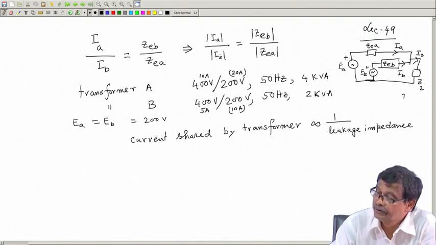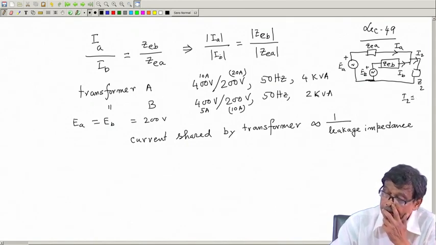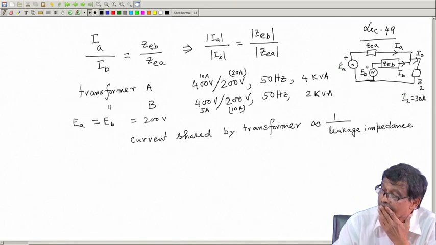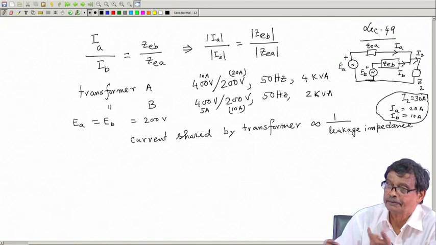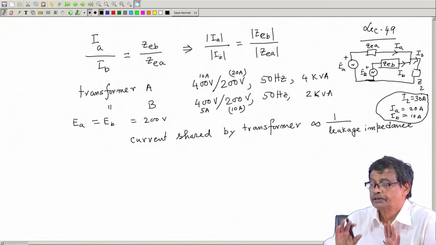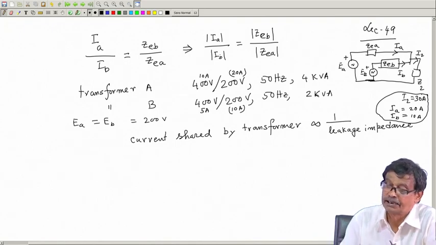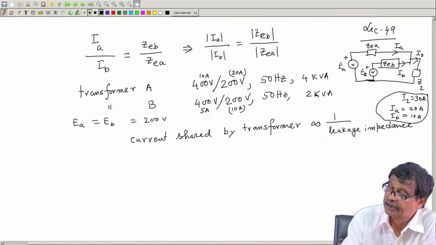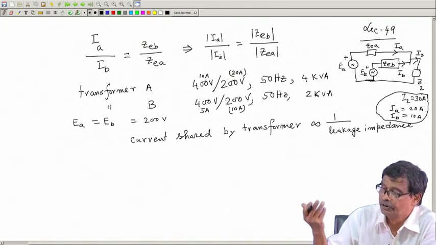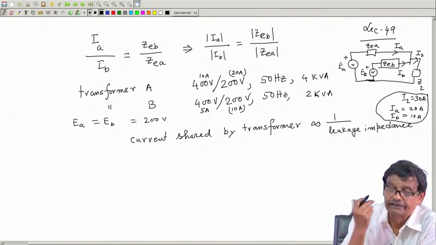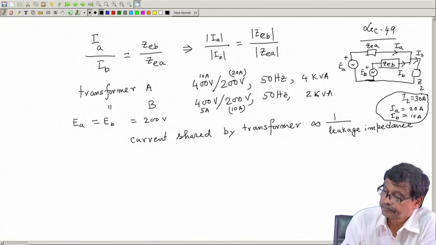So, if I2 is equal to 30 ampere, IA is equal to 20 ampere and IB is equal to 10 ampere, that is the best thing. All transformers will be under full load condition. The kVA handled by transformer A will be 4 kVA, transformer B 2 kVA, and the kVA supplied to the load will be approximately 6 kVA. Nothing is better than that. Okay.